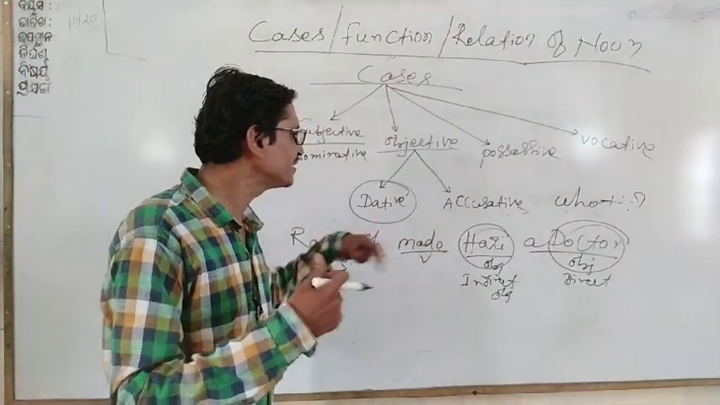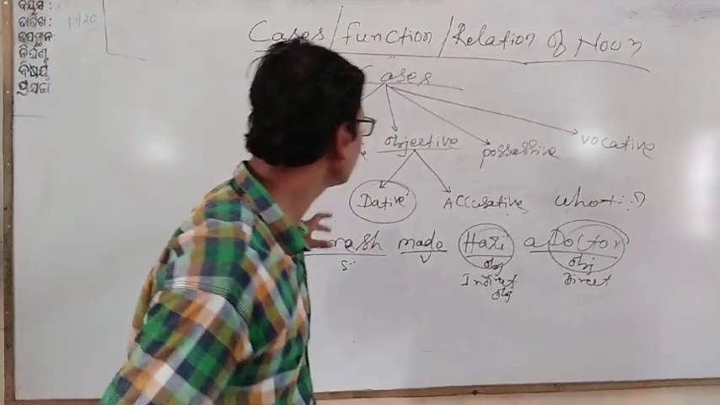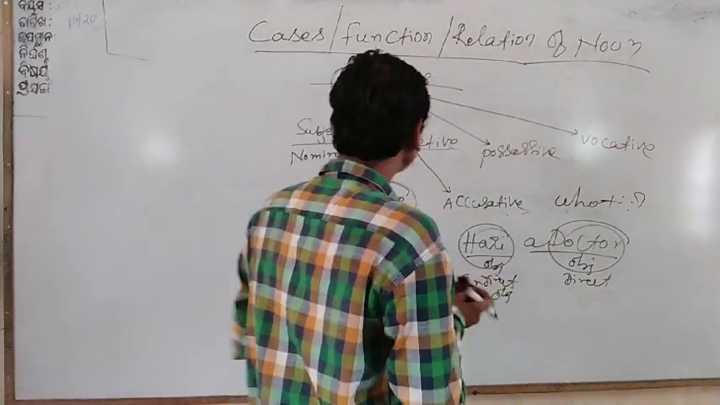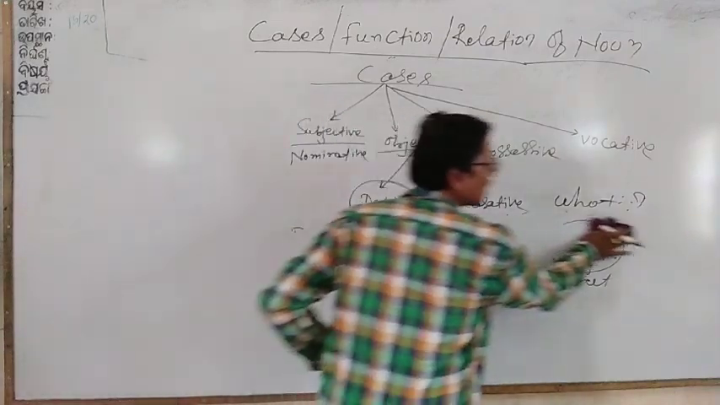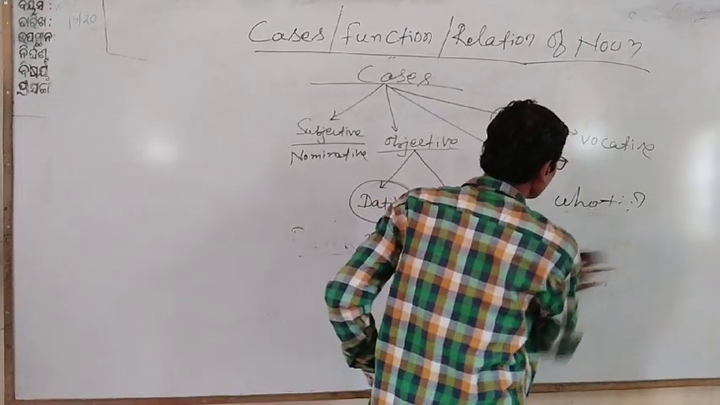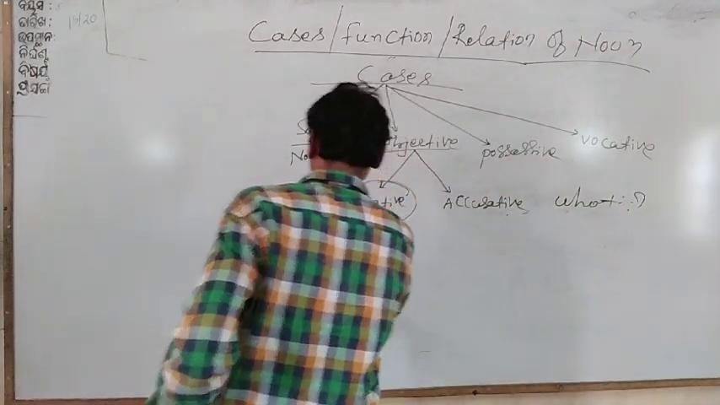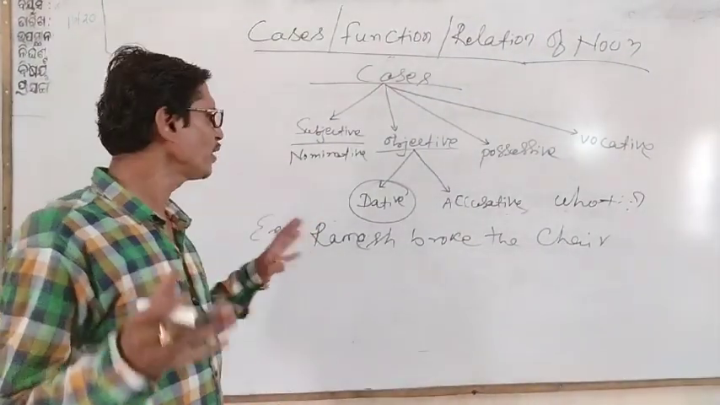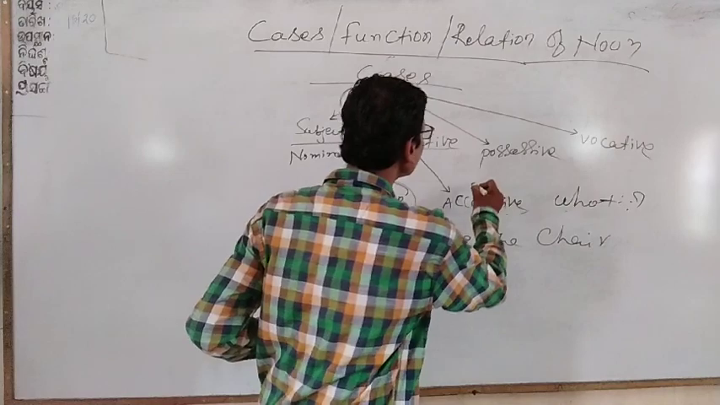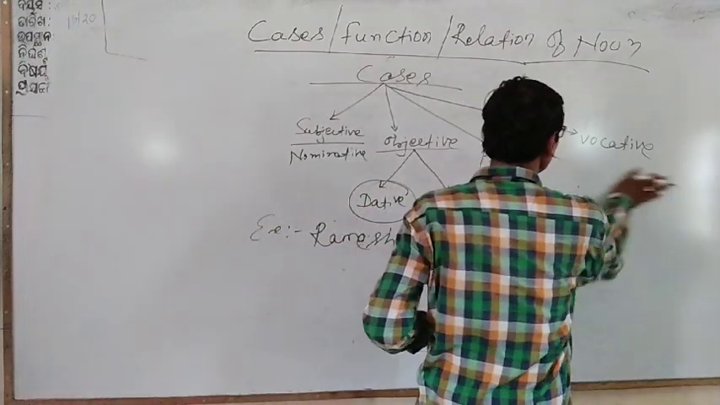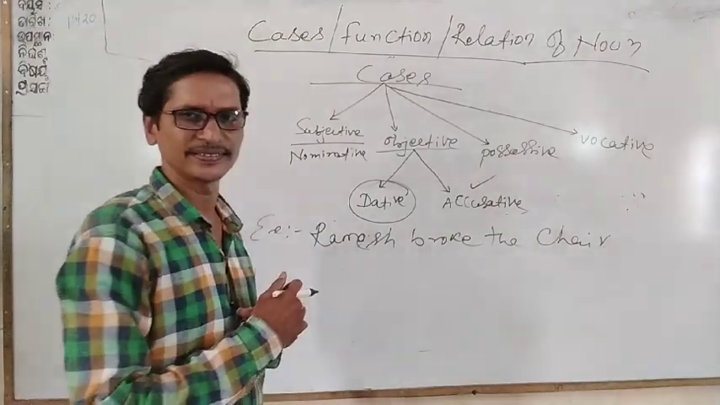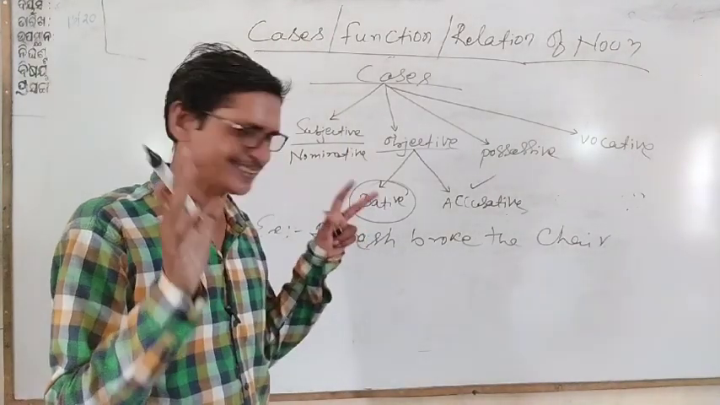Okay, next we'll discuss some other things. Other things means accusative. So before going to discuss this accusative, let's have another example of this dative for your clear understanding.